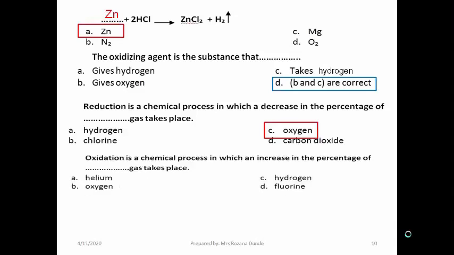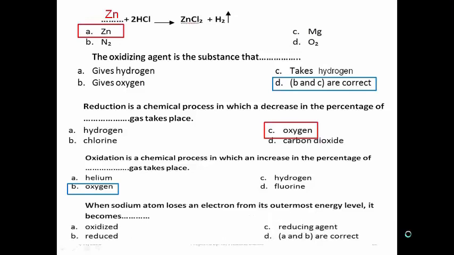Oxidation is a chemical process in which an increase in the percentage of which gas takes place? Oxygen gas. When a sodium atom loses an electron from its outermost energy level, it becomes a reducing agent.